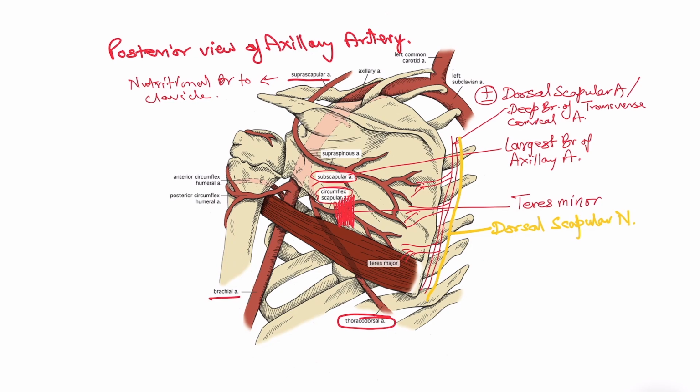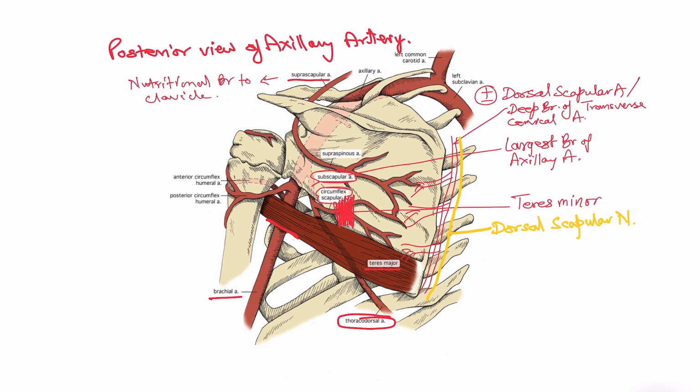Another thing you're seeing is this brachial artery, right? So the axillary artery continues as the brachial artery after crossing the lower border of the teres major muscle. And you can also appreciate that this axillary artery is lying in anterior relation to teres major. And it was in posterior relation to which muscle? Yes, pectoralis minor.